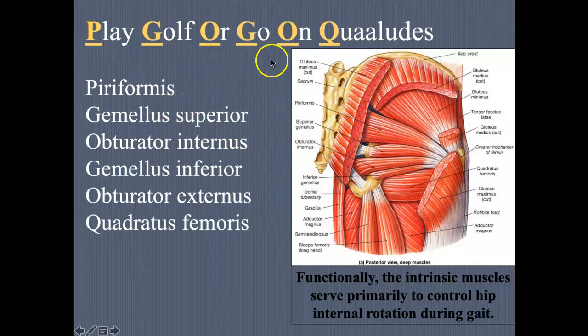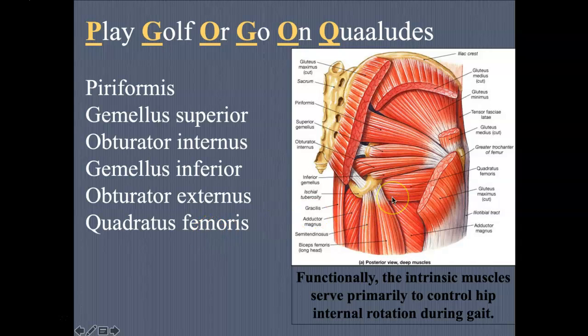So, play golf or go on quaaludes. That's kind of how I remember them. P, play, is going to be piriformis, golf, gemellus superior, or obturator internus. The other G is going to be gemellus inferior, your obturator externus, and your quadratus femoris. And these are kind of listed in the order in which they lie, so from most superficial to deep, right?